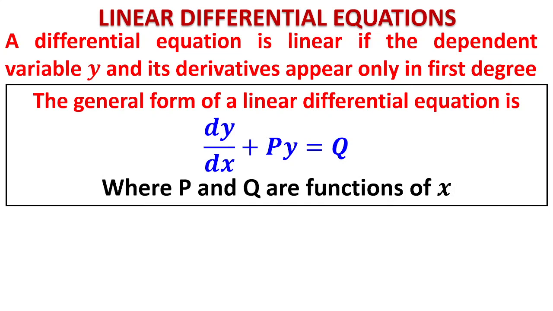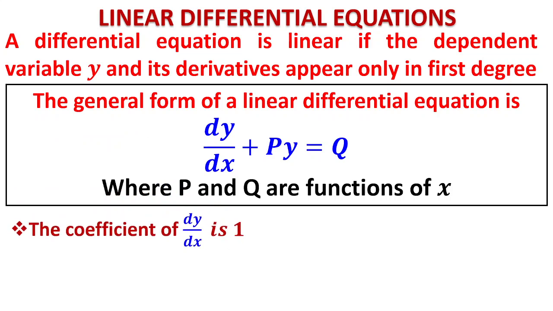The general form is dy by dx plus py is equal to q, where p and q are functions of x. You are identifying here that p and q are pure functions of x, and the power of y is only 1 and the power of dy by dx is also 1. What is the observation we are having over here? The coefficient of dy by dx is 1.